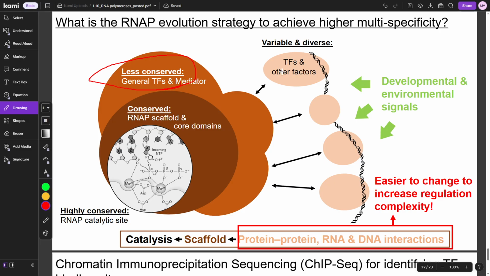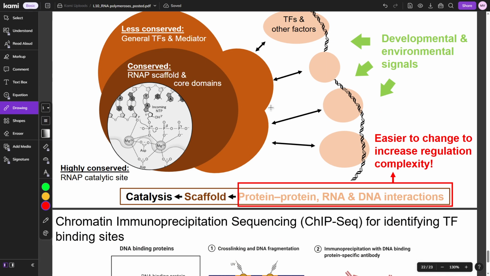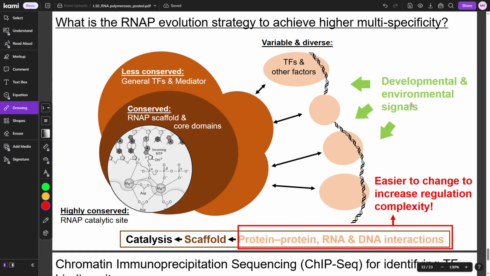So the way that it achieves this specificity is through its ability to bind in the less conserved regions to different transcription factors. And these transcription factors only show up in the cell at certain times, right? So maybe if the cell is under stress, certain transcription factors will show up, and if those transcription factors show up, they will bind to RNA polymerases and produce more RNAs. But basically, the evolution strategy for this is that RNA polymerase transcription depends on environmental signals.